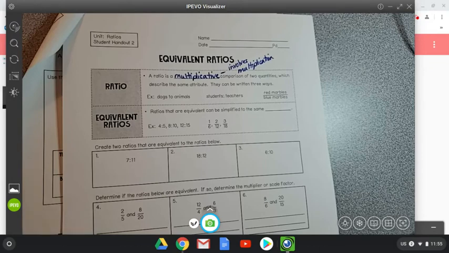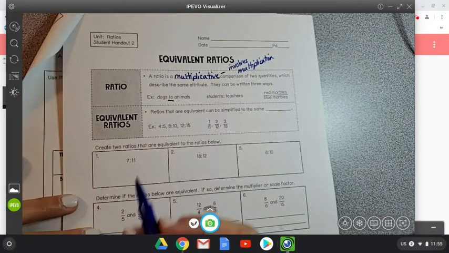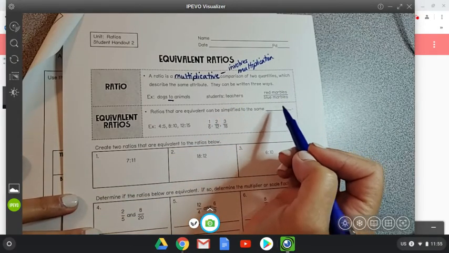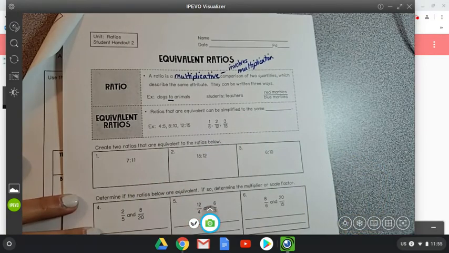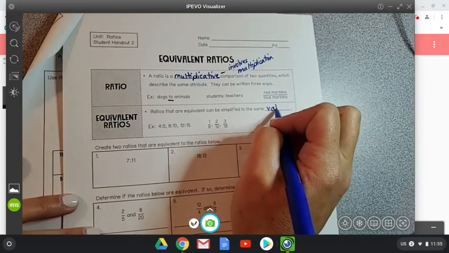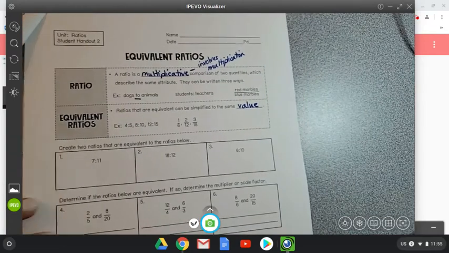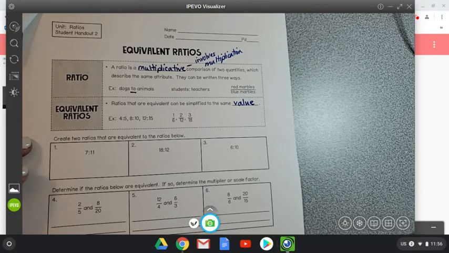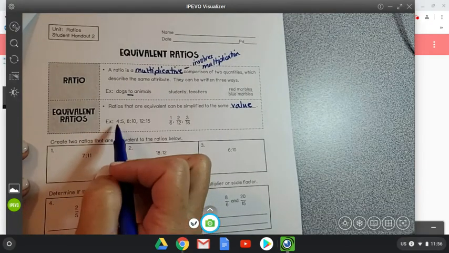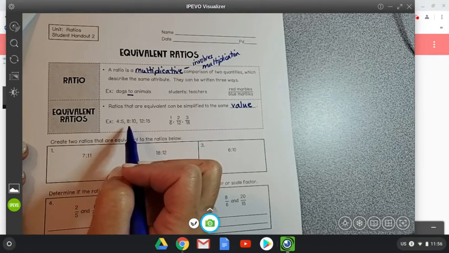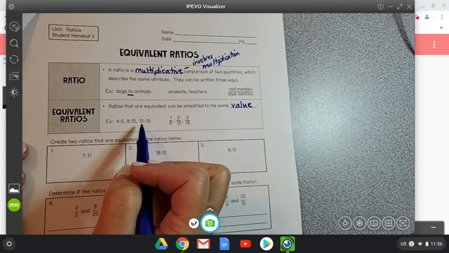They can be written three ways. So this is a bit of a review. Dogs to animals, students to teachers with a colon, or red marbles to blue marbles as a fraction. Now, when we talk about ratios that are equivalent, those can be simplified to the same value. For example, the ratio 4 to 5 is the same as the ratio 8 to 10, which is the same as the ratio 12 to 15.